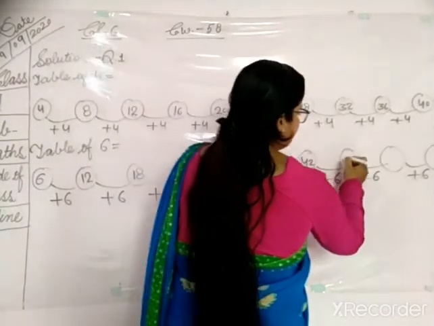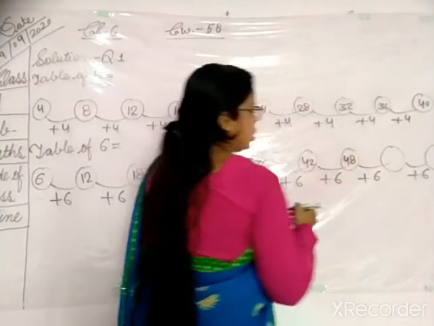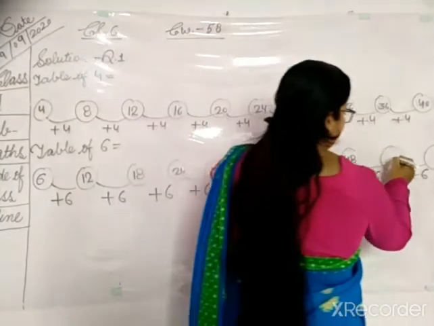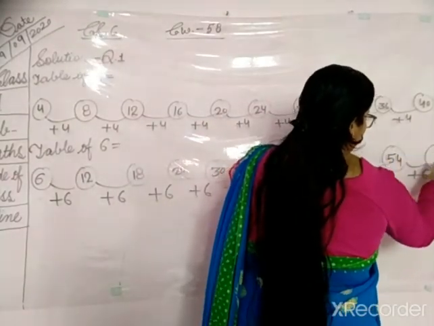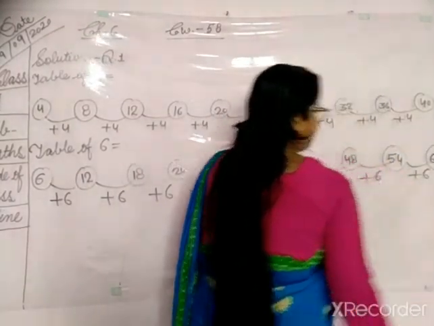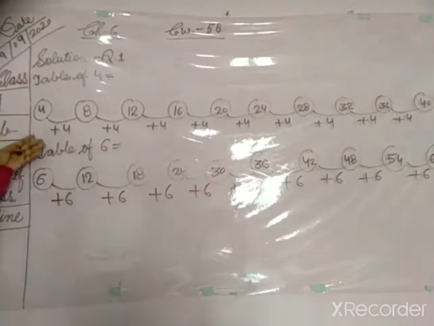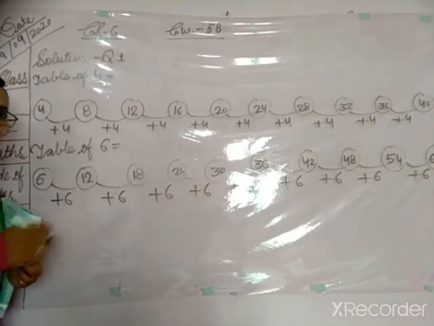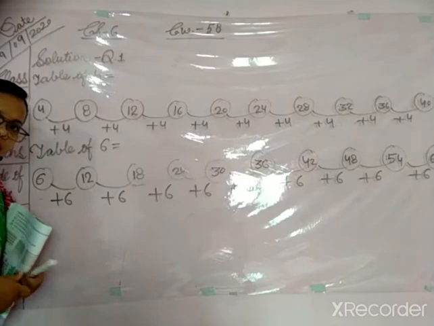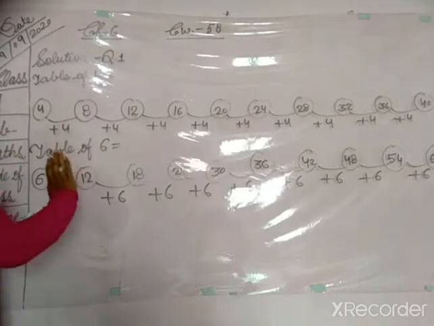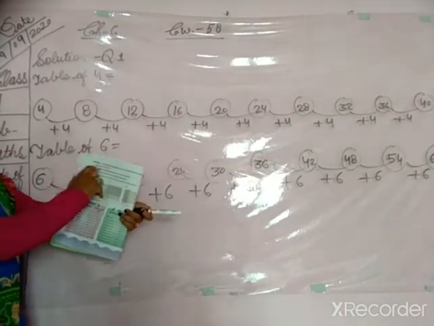48. 48 plus 6 is equal to how much? 54. You have to count it on your own. 54 plus 6 is equal to how much? 60. So now your table of 6 is completed. Yes students, your table of 6 is completed. Means question number 1 is done.